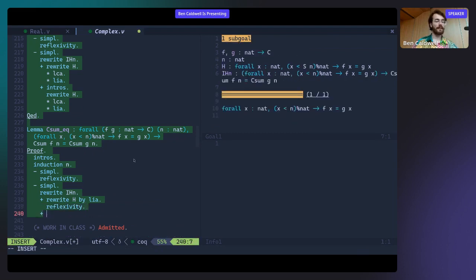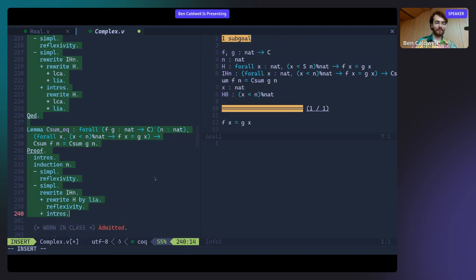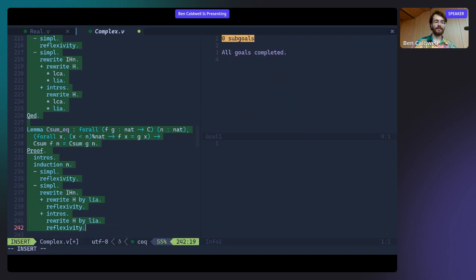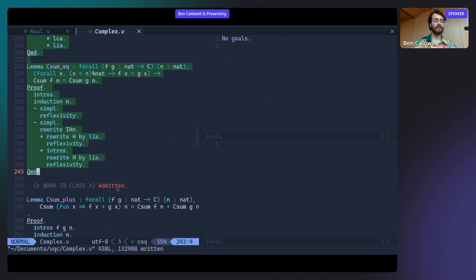And now the inductive case continues. We did basically the same proof before, and we can just say, okay, we'll introduce it, and then let's try the same stuff again, right? Rewrite H. And we're rewriting H by LIA, and then reflexivity solves it. Right, so the by tactic can be particularly a little bit useful when it comes to these things that keep generating preconditions.